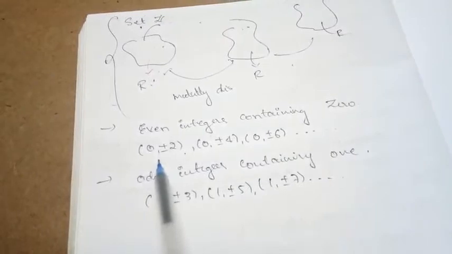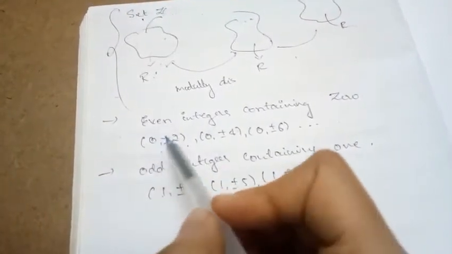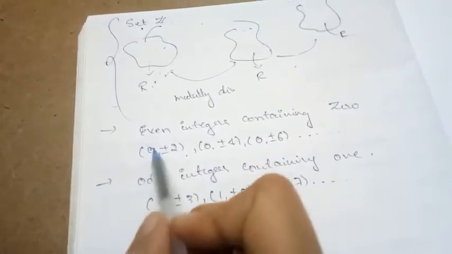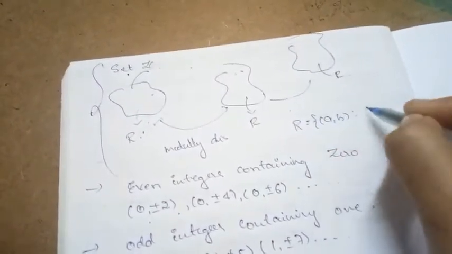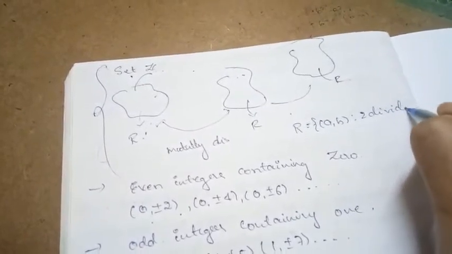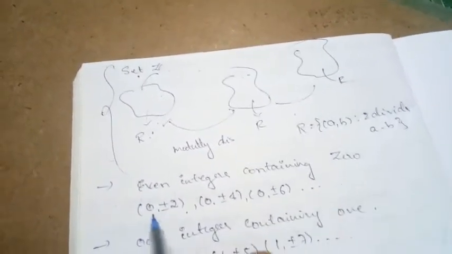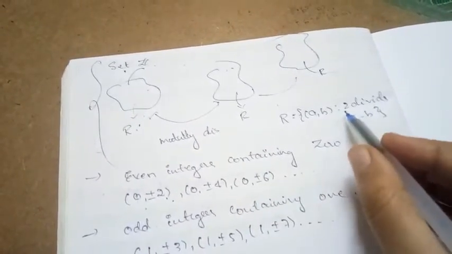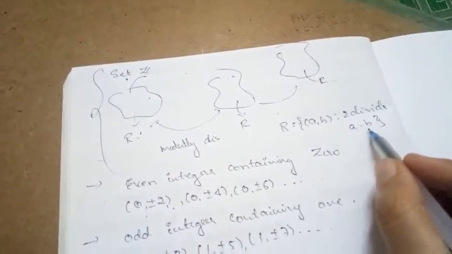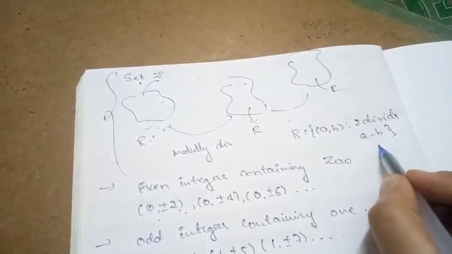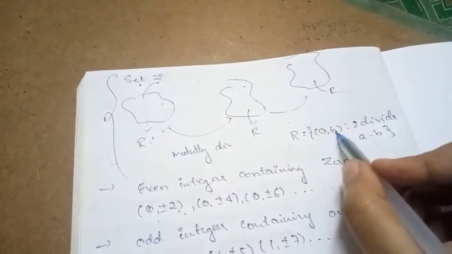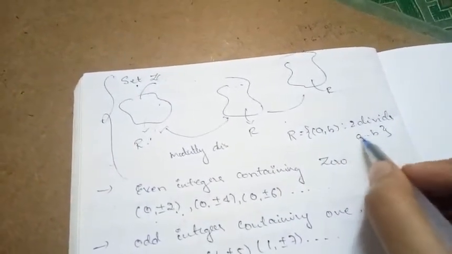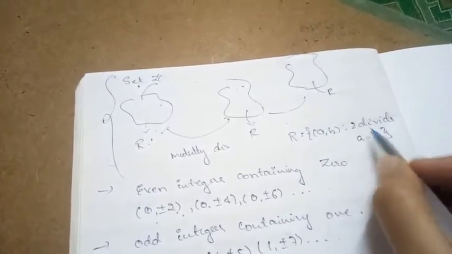And if you take any ordered pair from one of the sets, say 0 comma 2, it satisfies the relation. What was the relation given? A comma B such that 2 divides A minus B. If I take 0 comma 2, then 0 minus 2 is minus 2 itself, so 2 divides minus 2. If I take 0 comma 4, then 2 divides 0 minus 4, that is minus 4, so 2 divides minus 4.